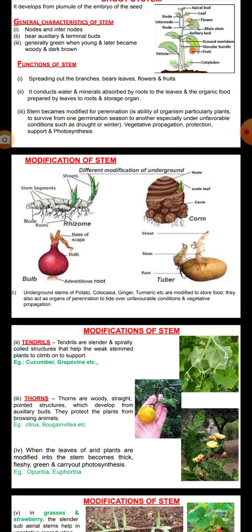Next, let us look into the modifications of the stem. Just like roots, instead of doing the regular function of transportation, stems sometimes participate in other activities. So the different modifications are given. The first and foremost modification is that they are modified to store food. As with roots, where you have seen carrot and radish storing food, stems also store food.